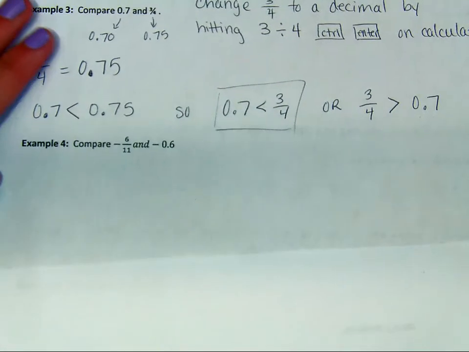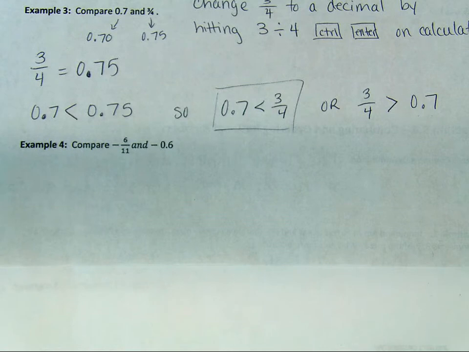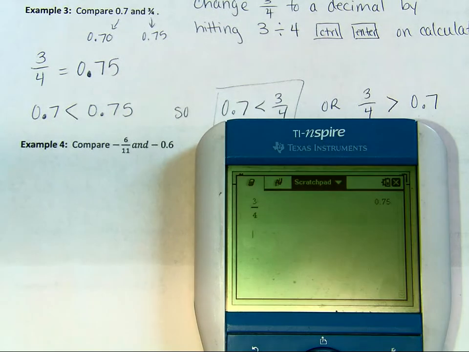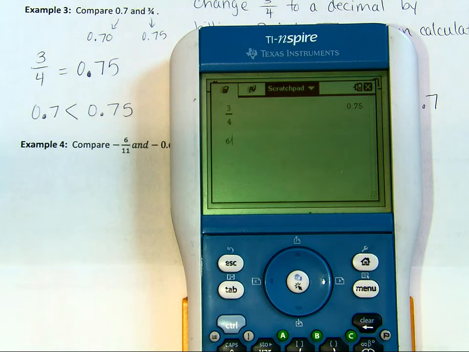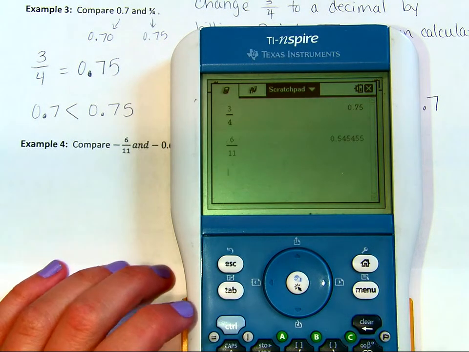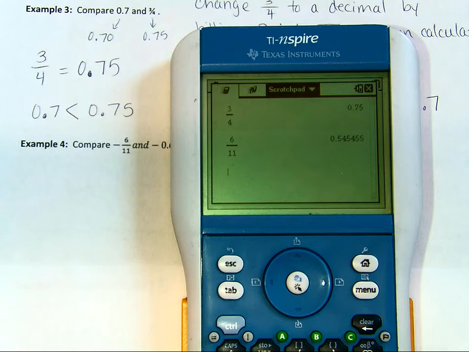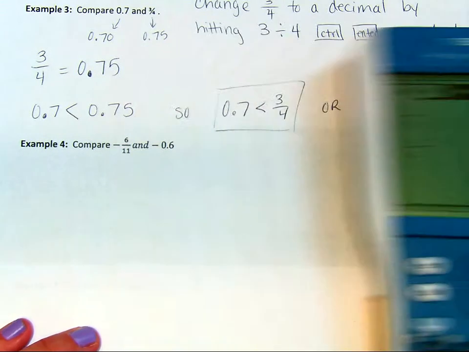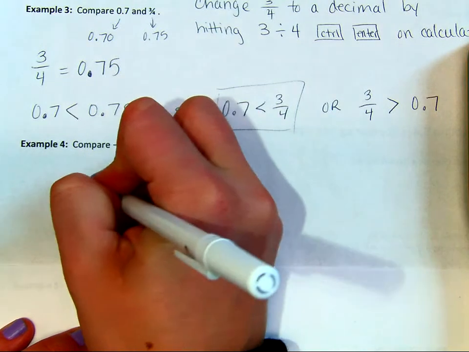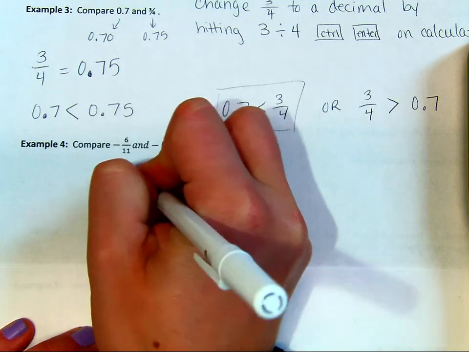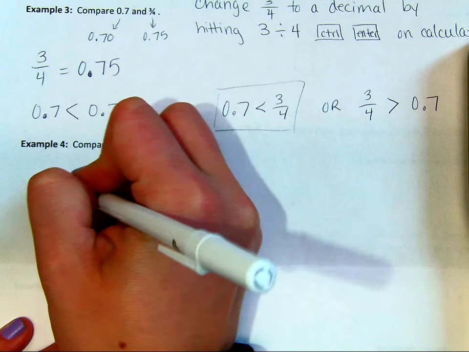Okay, next example, we're going to compare -6/11 and -6/10. Again, I think it's easiest, in my personal opinion, to convert fractions to decimals, because you can do that right on your calculator. So I'm going to convert 6/11 to a decimal. I'm going to hit 6 divided by 11, Control, Enter. And I get this crazy decimal, 0.545. I'll round it to that. But it's negative, so this is going to be -0.545. -6/11 is about that.